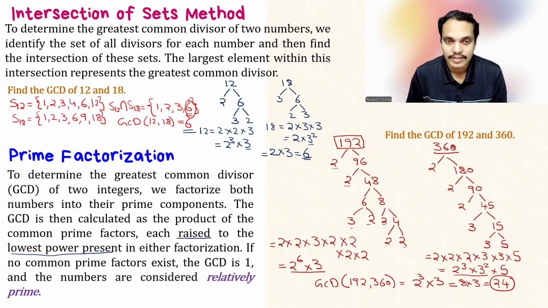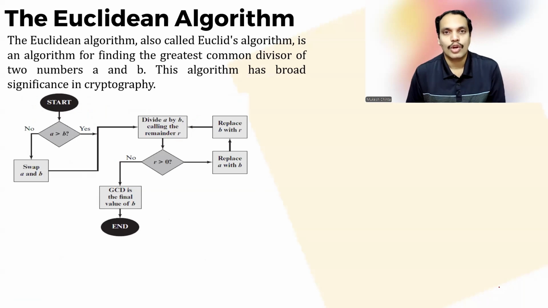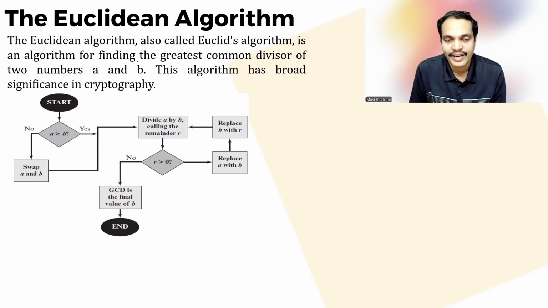But as I said, in cryptography algorithms, when you're dealing with security, we don't deal with small numbers, we deal with very large numbers. Then if that is the case, we go for the third method of calculating the GCD, which we call the Euclidean algorithm. The Euclidean algorithm, also called Euclid's algorithm, is an algorithm for finding the greatest common divisor of two numbers a and b. So if you are given two numbers, this algorithm can be used to find out their GCD.